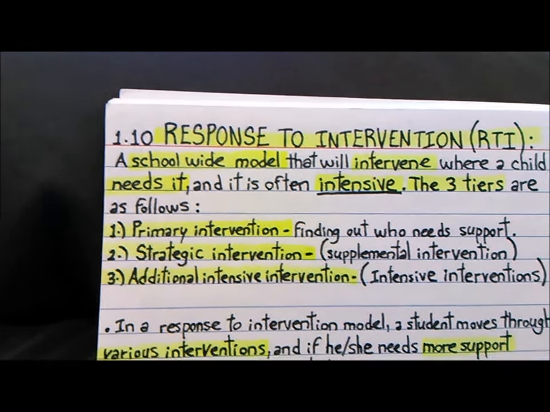Jacob S. Kounin asserted the difference between successful and unsuccessful classroom managers. Successful classroom managers were proactive in preventing disruptions before they occurred, unlike unsuccessful classroom managers. That's Jacob S. Kounin.